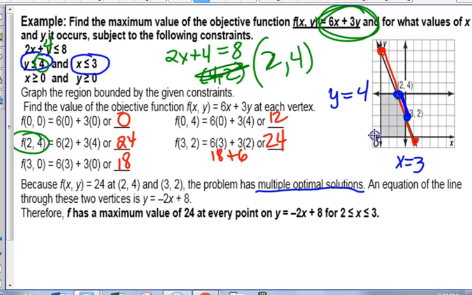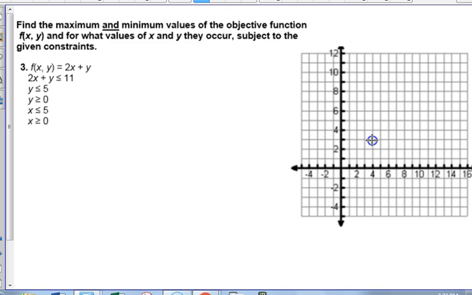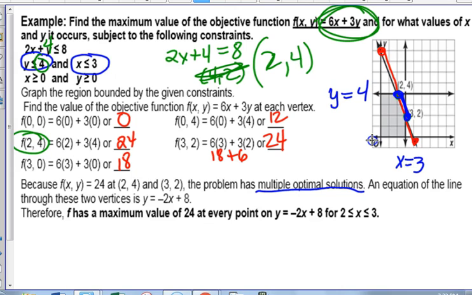On the quiz, there's not one of those, okay? I'll tell you right now. There's one solution on the quiz or the test or the final or anything. But it is possible to have more than one place. All of the places along here would maximize the value.